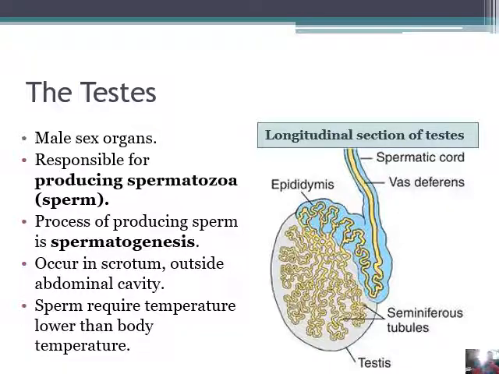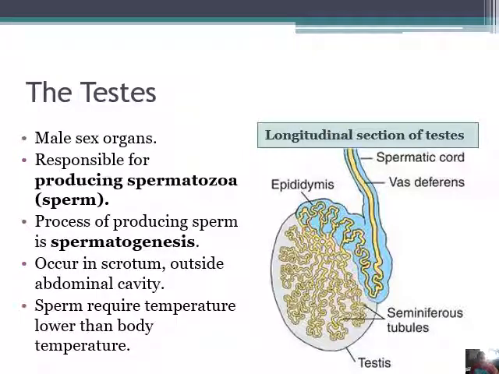So what are the testes responsible for? They're responsible for producing spermatozoa or sperm. Remember, the word zoa means of animals, so sperm of animals, in this particular instance sperm. The process of producing sperm is called spermatogenesis. Genesis means the beginning of, or the creation of, so the creation of sperm.